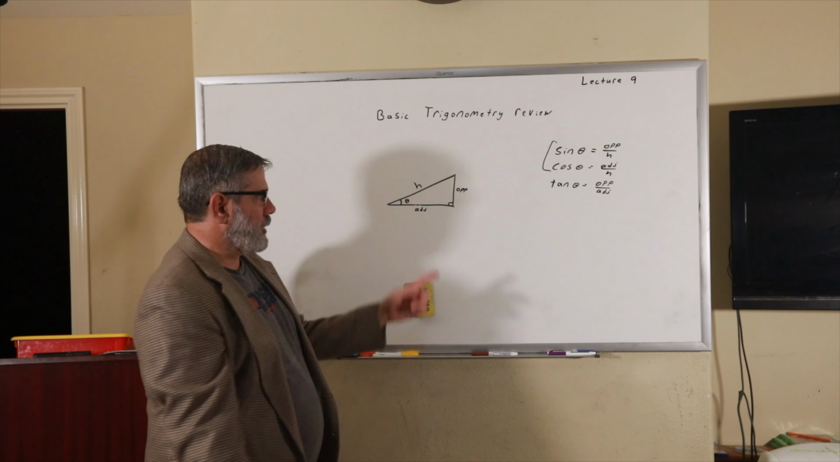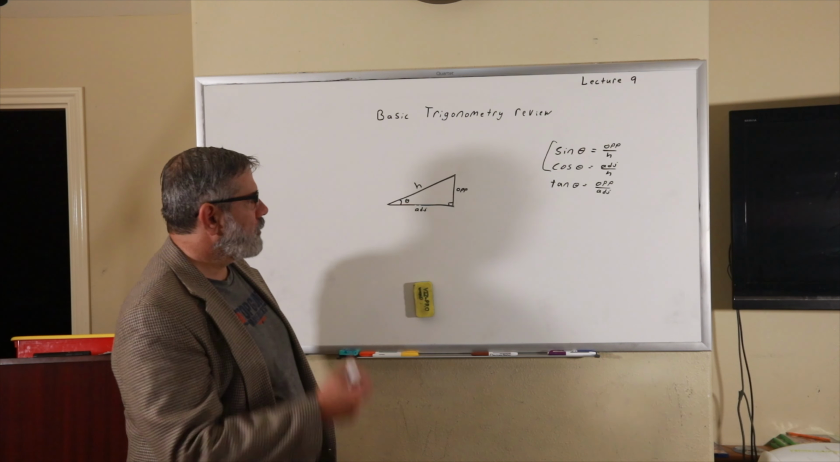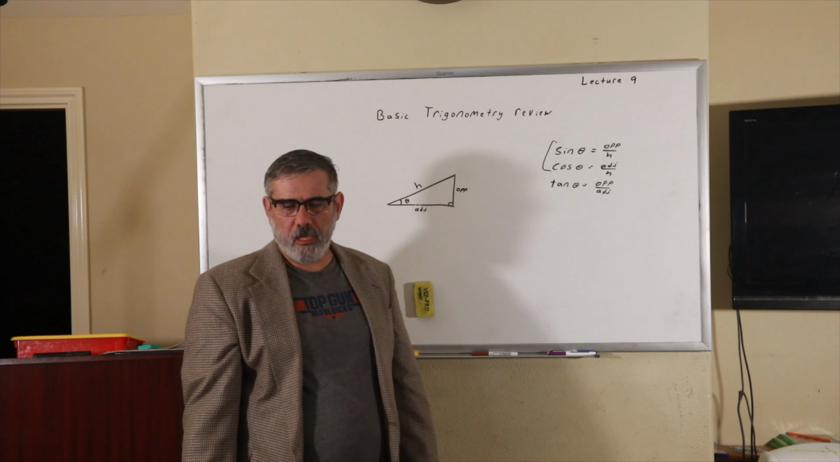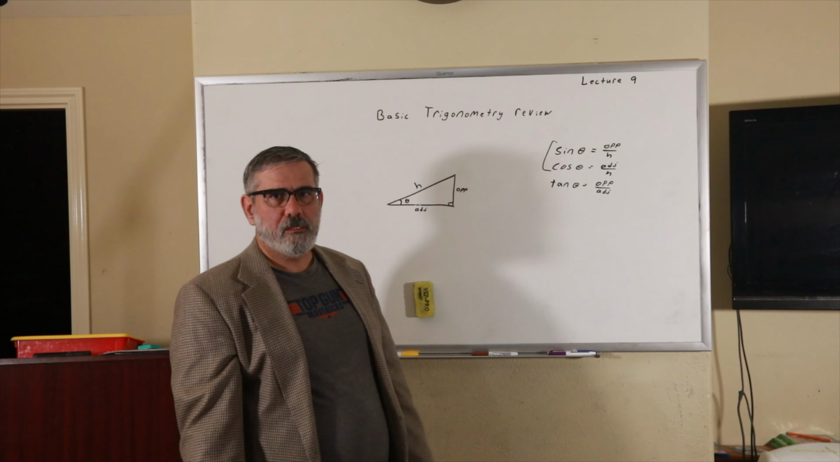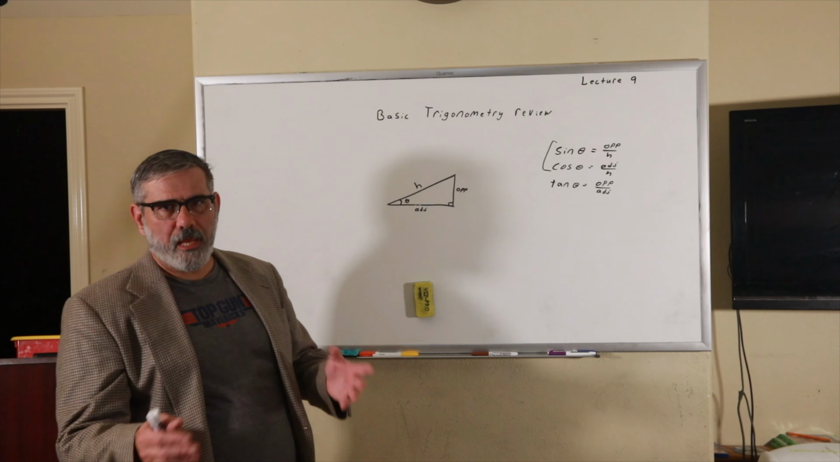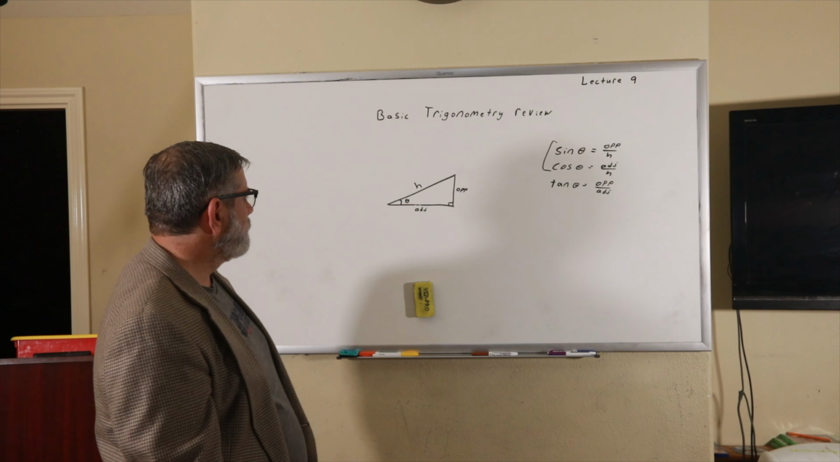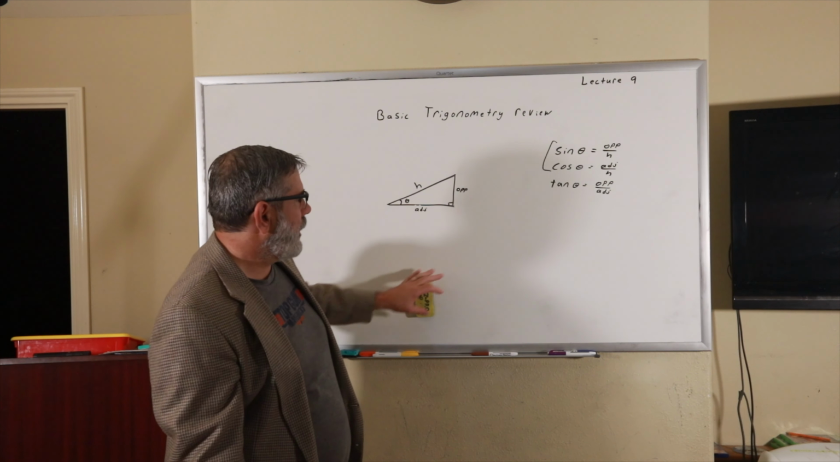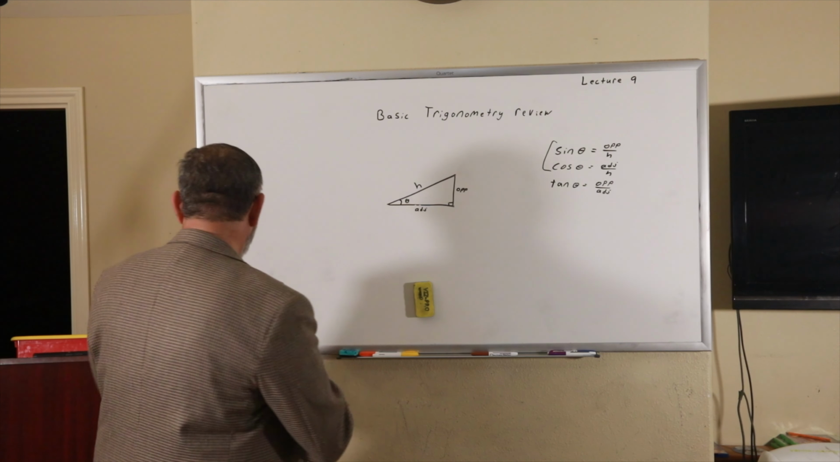The evaluation of these, you can look up in a table, or you can use a scientific calculator to find the values for it. So if I were to type in, say, the sine of 45 degrees, my calculator would spit out for me the decimal equivalent of the square root of 2 over 2, for example. That said, there are a few basic angles that you'll want to remember, and I'm going to write them down right here.